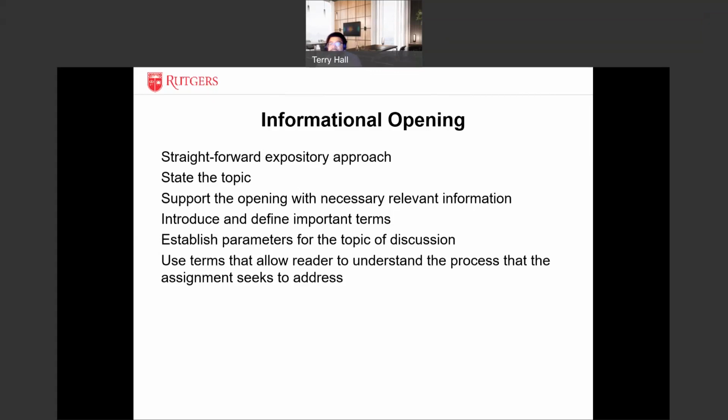Also, the informational opening can establish parameters for the topic of discussion. If the topic is based around local government, for example, that can be established early on so that all other discussions about state and federal matters can be tabled for this particular work. Whereas if it happens to be a discussion that's perhaps a comparison between states, that can be established early on before the reader has any expectations about what they will read.